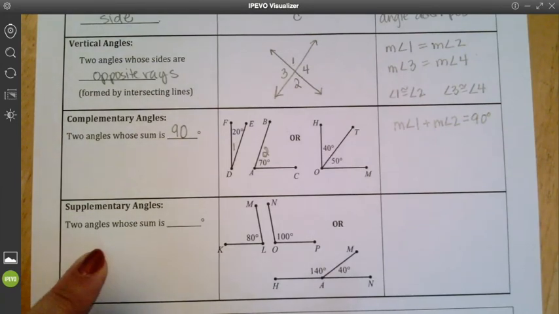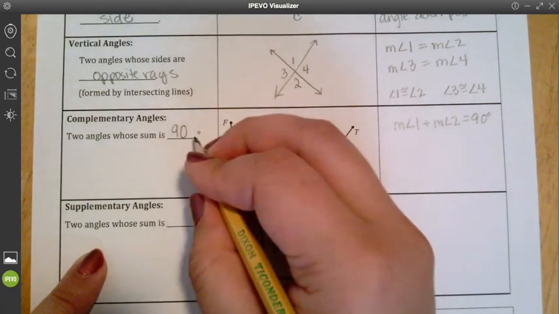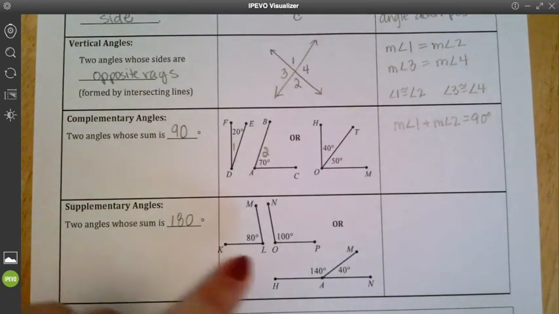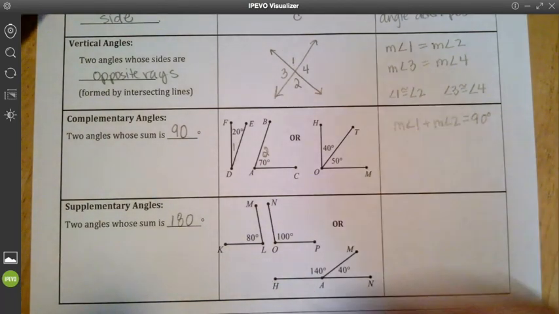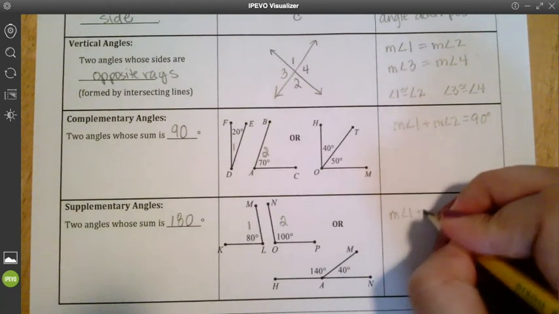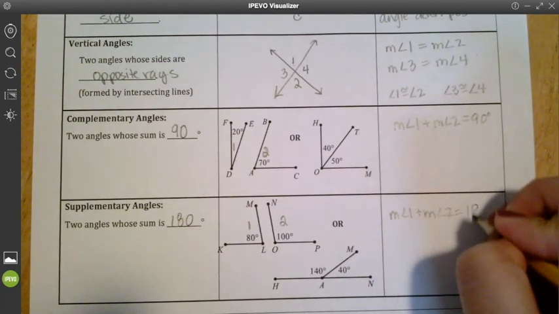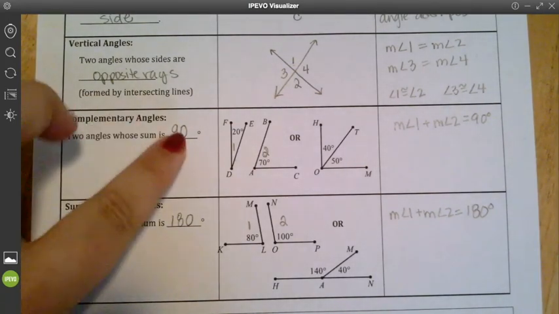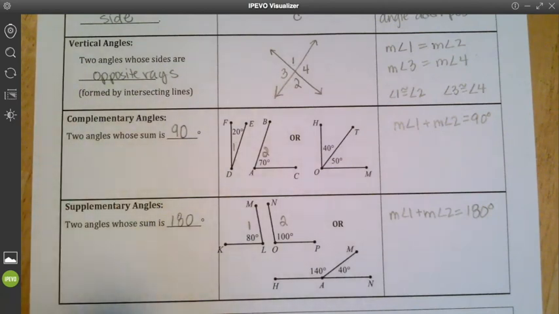And then supplementary, very, very similar, except instead of adding up to a right angle, it adds up to a straight angle of 180 degrees. And again, they can be separate, they could be adjacent. But if we call this angle 1 and this angle 2, then the measure of angle 1 plus the measure of angle 2 has to add up to a straight angle, which is 180 degrees. Okay, these two, you just need to practice remembering the word with the value. Complementary means 90, supplementary means 180. They are quite easy to confuse with each other.